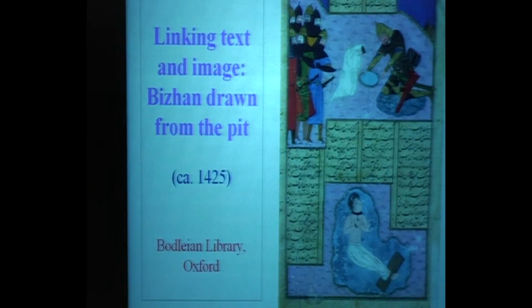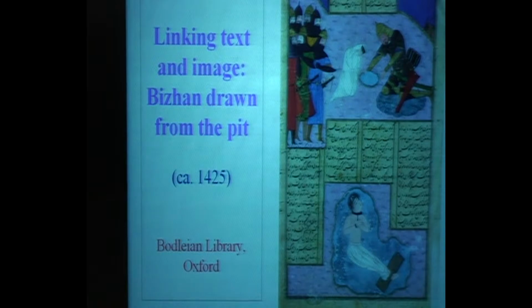It's also very idiosyncratic. This is the famous story of Bizhan coming out of the well that I mentioned. And you see here the artist has found this clever way of indicating that the well is underground. He's really used the text to separate the scene above, which is Rustam looking down and getting ready to pull him out, and Bizhan down below. This doesn't happen again in any other manuscript. It's really very remarkable. There are many very remarkable paintings in this particular copy.